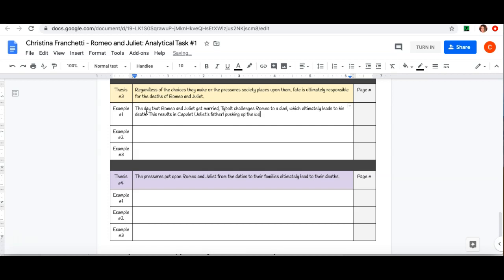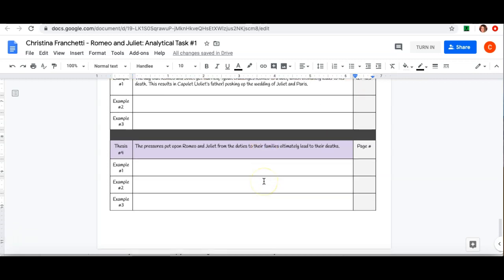So if you are arguing this thesis statement, you need to focus on the fact that there are a lot of terrible, terrible things that happen all because of fate. Now we find this example on pages 121 and 123.